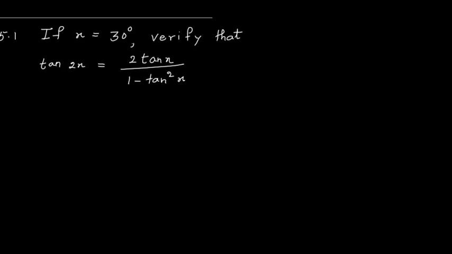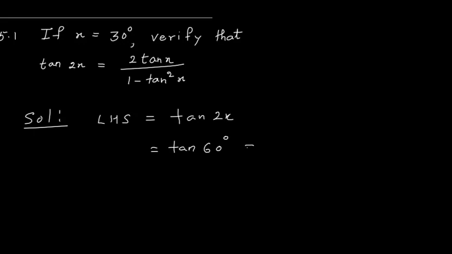Now first problem: if x is 30 degree, verify that tan 2x is 2 tan x upon 1 minus tan square x. So x is given 30 degree. In our solution we will write left hand side. Our left hand side is tan 2x. Tan 2x means tan 60 degree. 2 into 30 gives me 60 degree and tan 60 degree is root 3. I know the values very well.